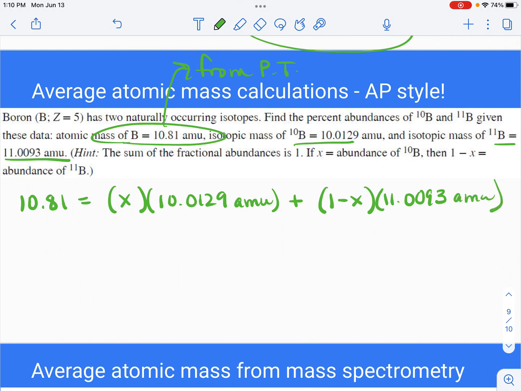And now this becomes finished with the chemistry, just do algebra. So I'm going to ask you to pause the video here, crunch the numbers, and see if you can solve for X.